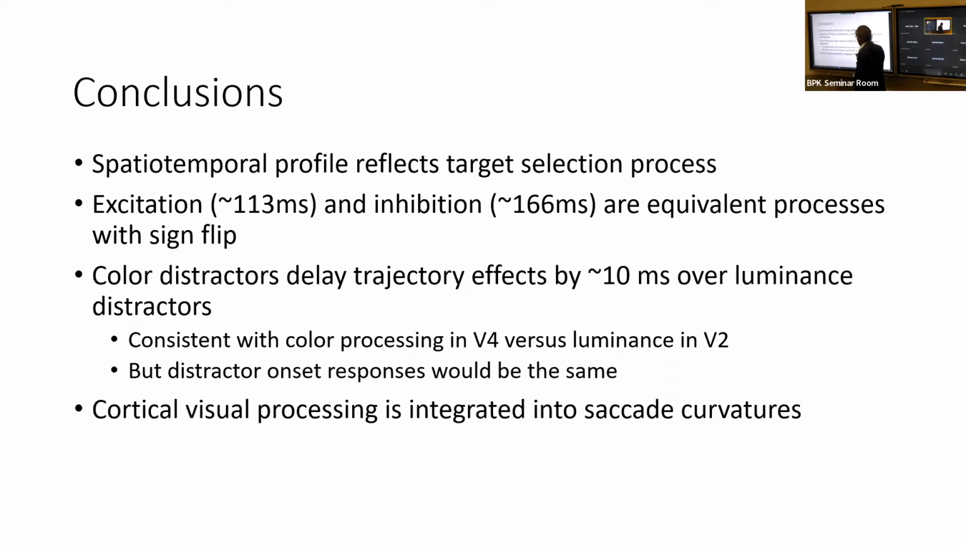And therefore, this is the first evidence that we're going to show that cortical visual processing is integrated into saccade curvatures. It's not just this final map that takes all the ventral stream processing to the end that matters. It's getting information at what stage along the ventral stream is the peak activity for the type of stimulus that's there. And that's a bold statement now, but I'm going to spend the next couple of studies showing you that that statement is true.